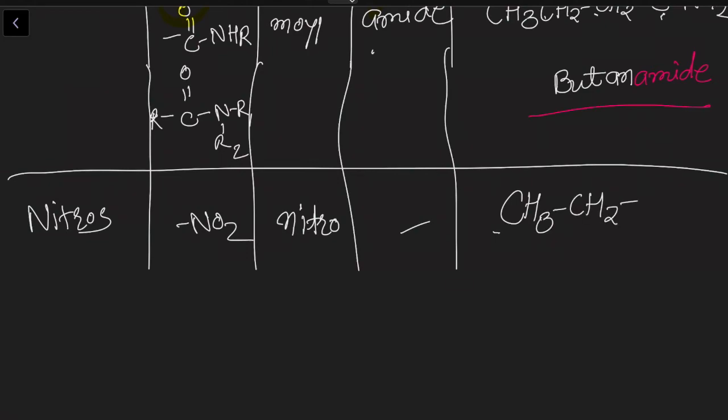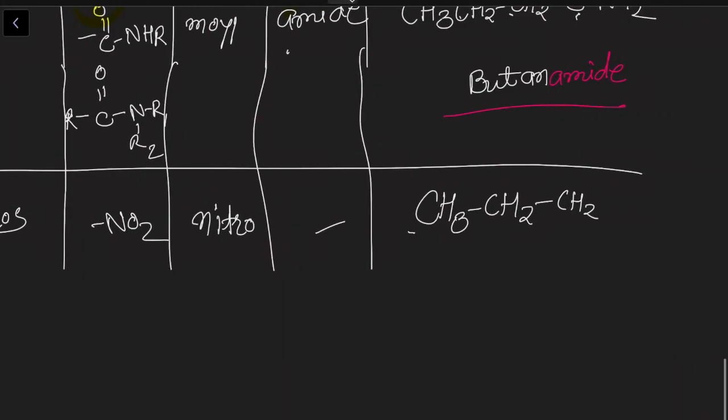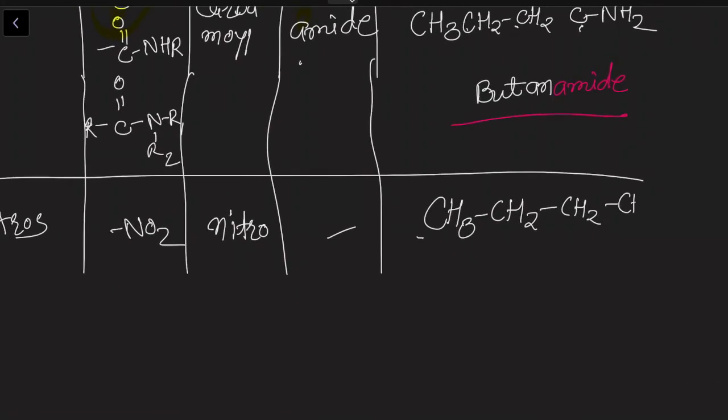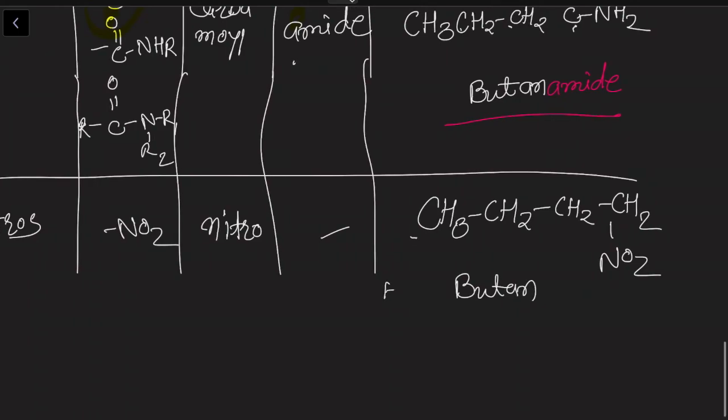And we can just say CH3, CH2, CH2, CH2, NO2. All right, and it's got 1, 2, 3, 4. So 4 carbons, butane, and 1 nitro. So it will be called, let me write it properly, 1-nitrobutane.